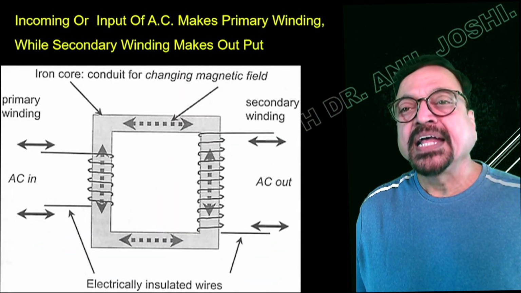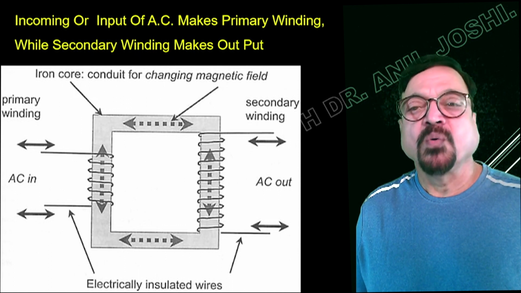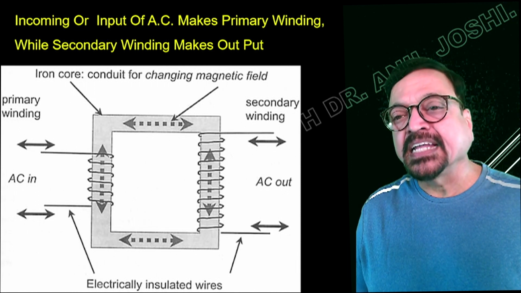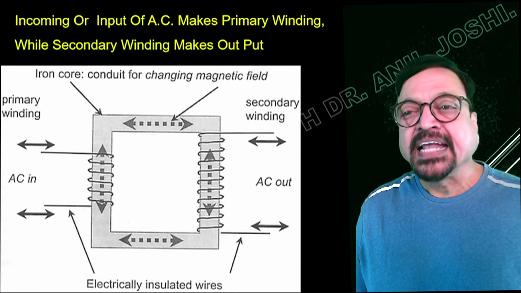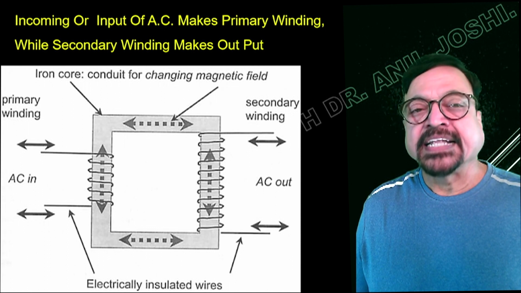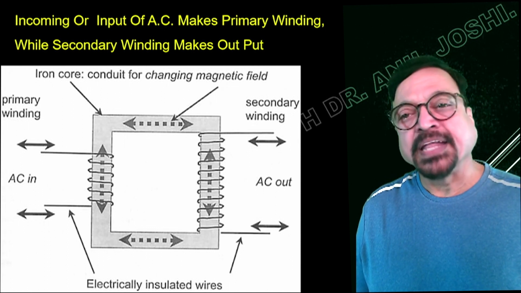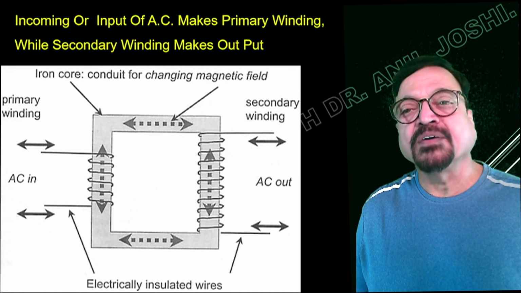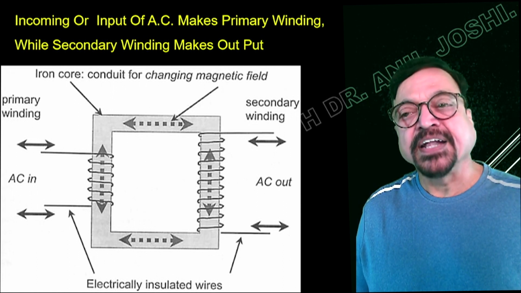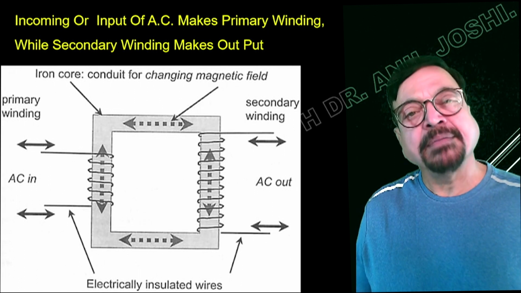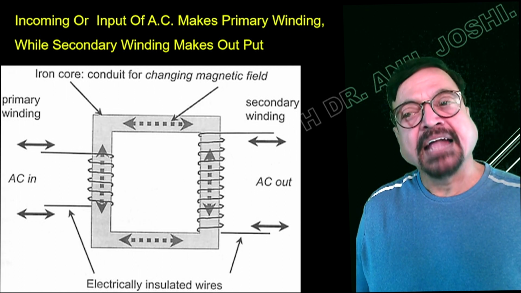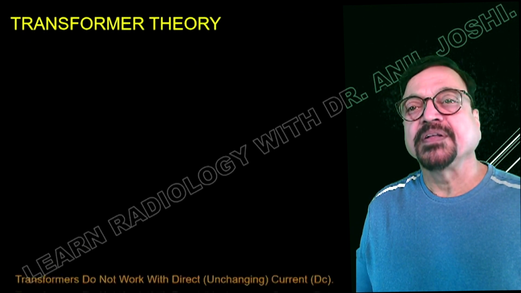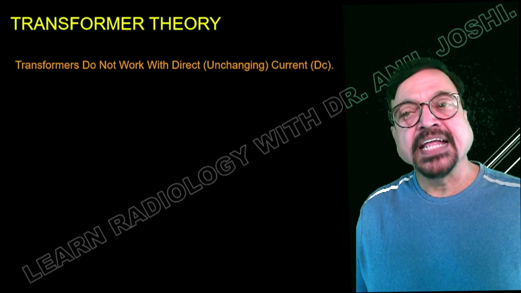Here we have shown the basic principle of a transformer. It has a primary, shown here as AC incoming. Then there is a core, that is an iron core, and then there is a secondary, shown as AC out. Here you are seeing that the windings are different. The windings in the primary and the windings in the secondary decide what is going to be the output.